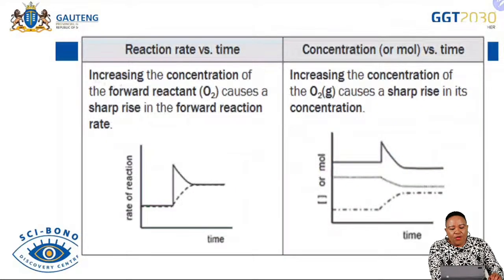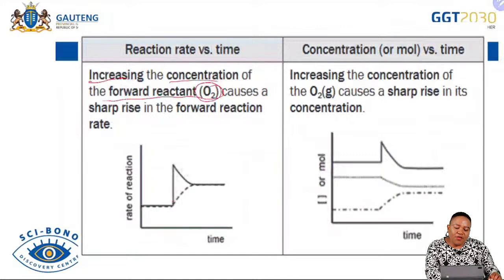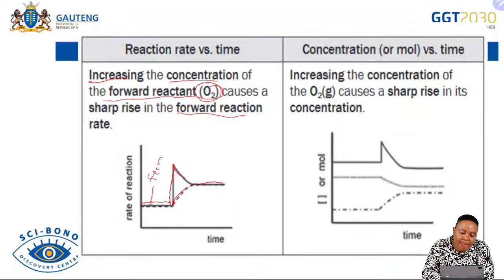Now, if you increase the concentration of oxygen, which is one of the reactants, you can see that both the reverse and the forward reaction will increase. But remember, the solid line represents the forward reaction. So the forward reaction will increase more and the reverse reaction will increase less, because the forward reaction is favored by increasing the concentration of one of the reactants until a new equilibrium is reached. So this one is the first equilibrium, and this one is the second equilibrium after the what? After the disturbance.